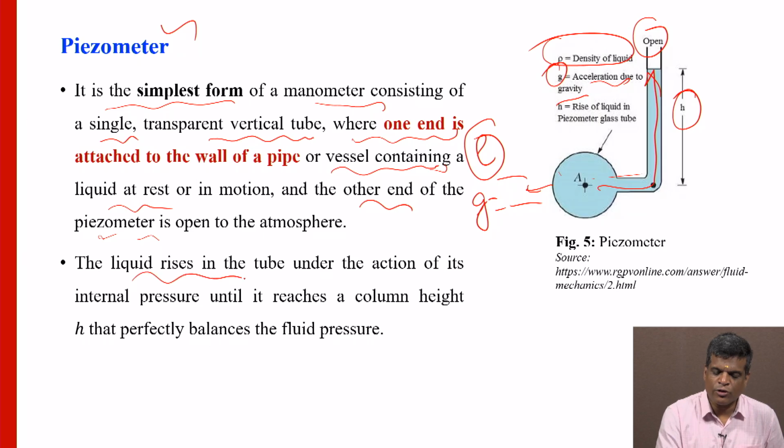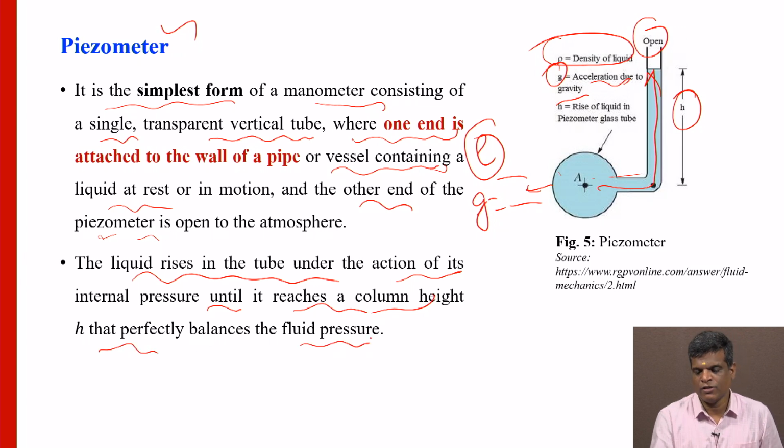The liquid rises in the tube under the action of the internal pressure until it reaches a column height H that perfectly balances the fluid pressure. So it gives the exact value. This is one type of pressure measurement called a piezometer.